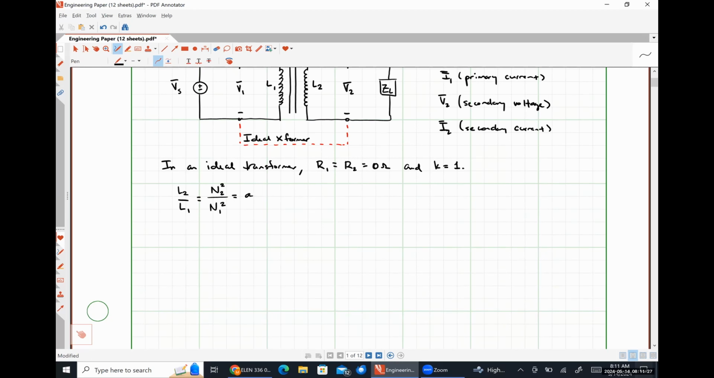And we call this relationship a squared, so this is equal to a squared, where a, the ratio of N2 over N1, or the square root of L2 over L1, is what's called the turns ratio of the transformer. And this is a critical parameter, and we're going to explore it in a moment.